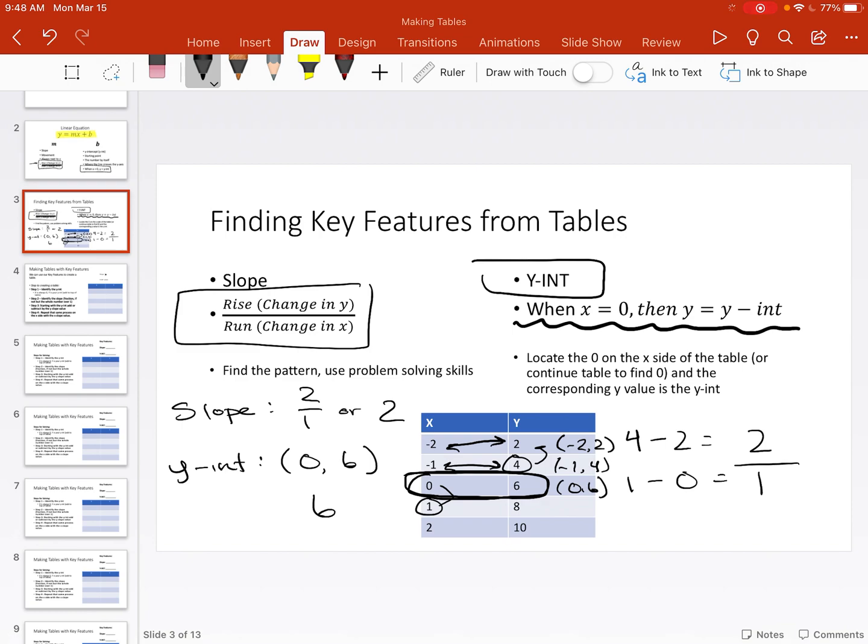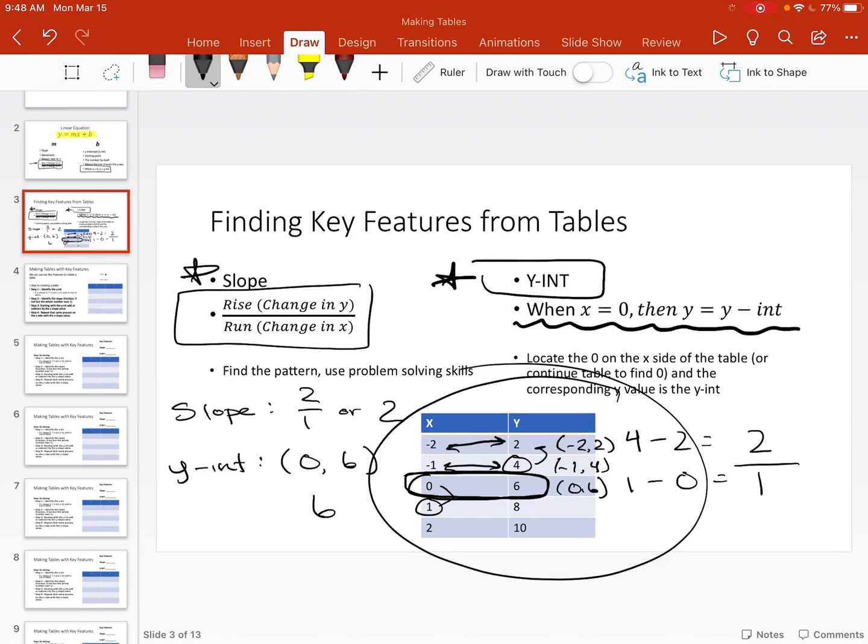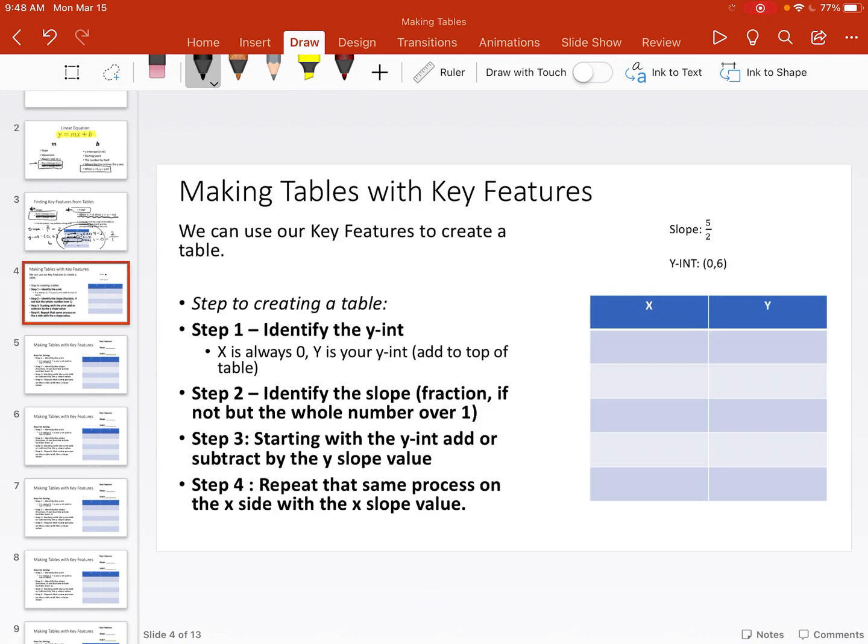Now this week, we're going to work backwards. I'm going to give you our key features of slope and y-intercept, and we're going to go ahead and make a table. So let's jump right into that practice. There's 4 steps that we're going to be looking at.